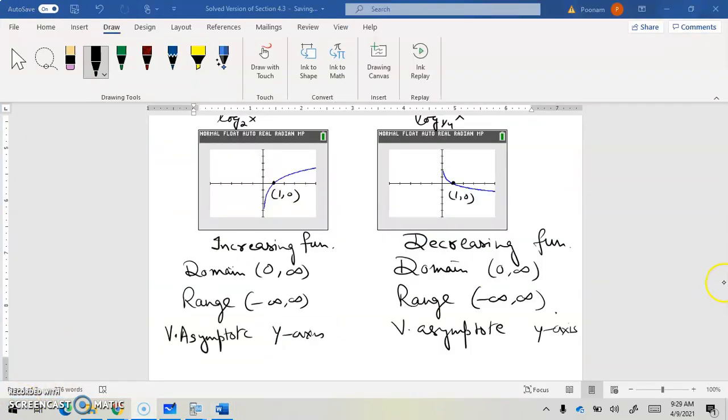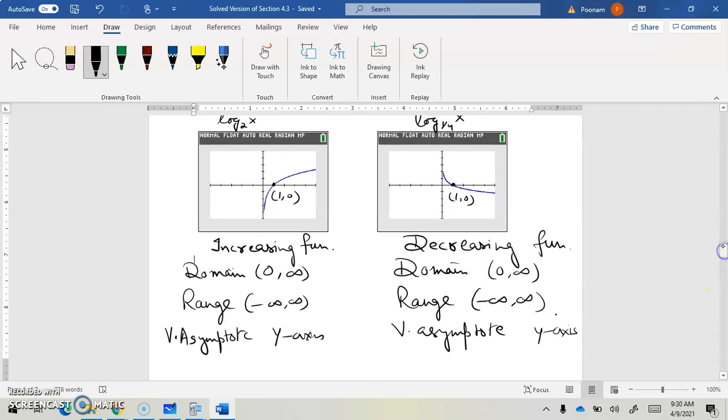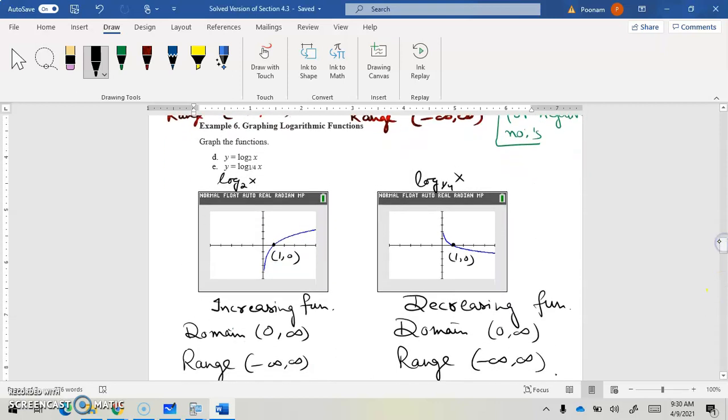So here are the graph of these two functions. The first one is the graph of log of x with base 2. It's an increasing function. It passes through the point 1, 0. Then next we have log of x with base 1/4. It is a decreasing function. Domain is still 0 to infinity in both the cases. Both the functions pass through the point 1, 0. Both of the functions have the range negative infinity to infinity.